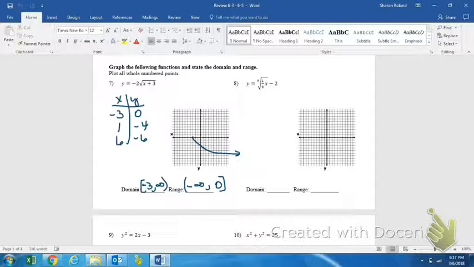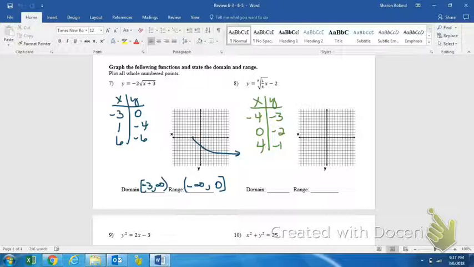Okay, on number 8, you have the cubed root of 1/4 x minus 2. You have x over y. If you begin with -4, your y value would be -3. And just plug these in the calculator and get these values. 0, plug 0 in, you get -2. And if you plug 4 in, you get -1.